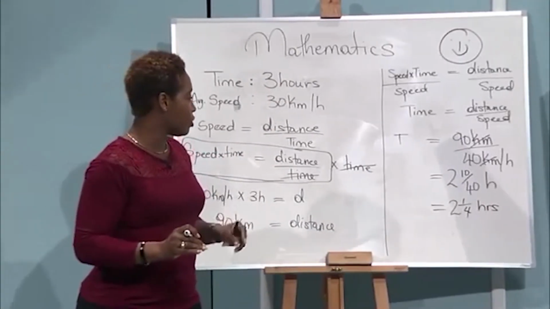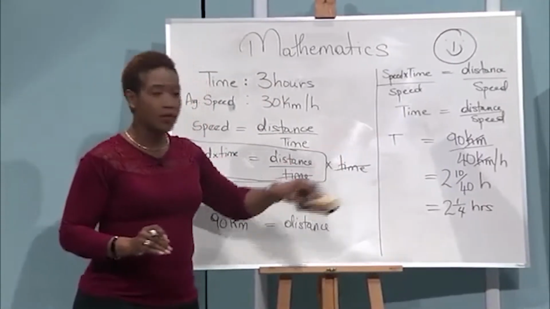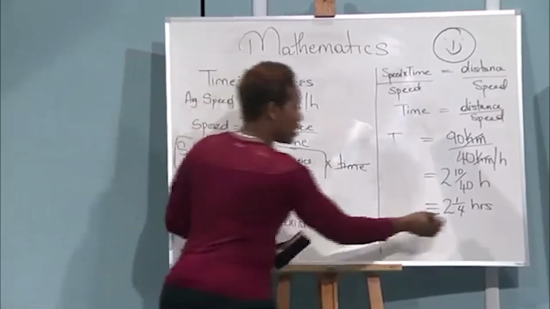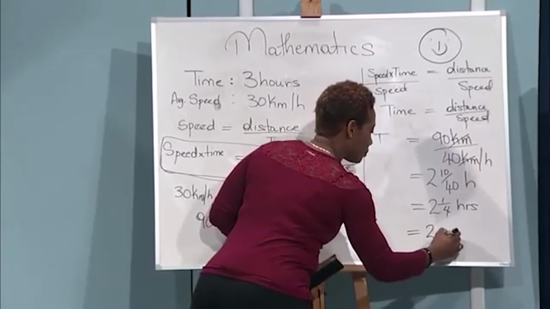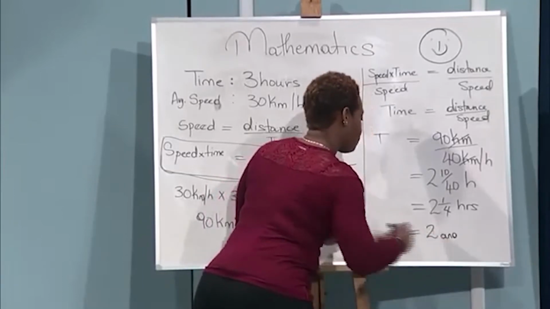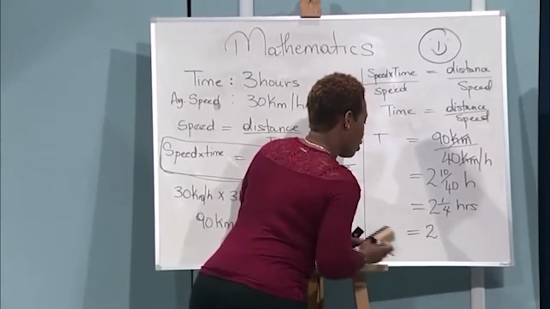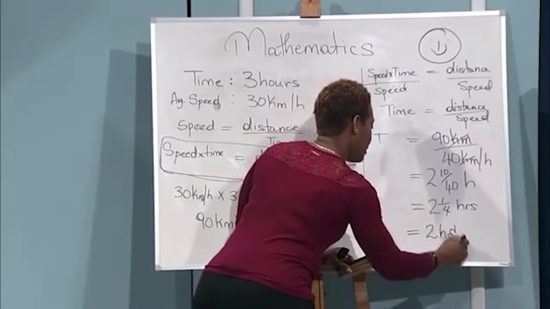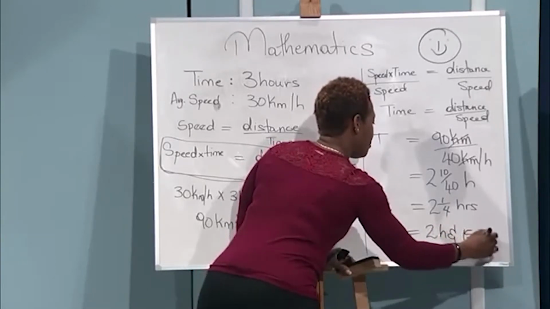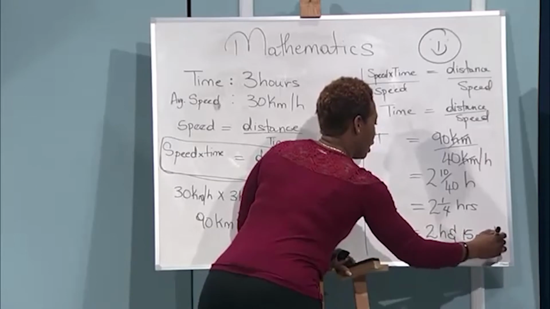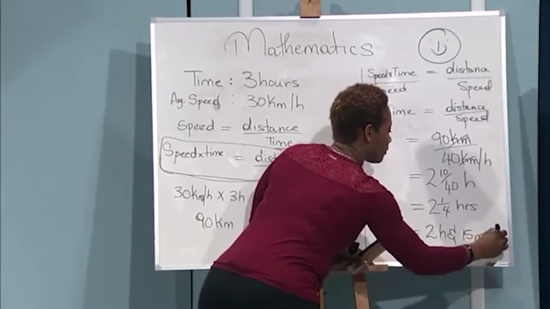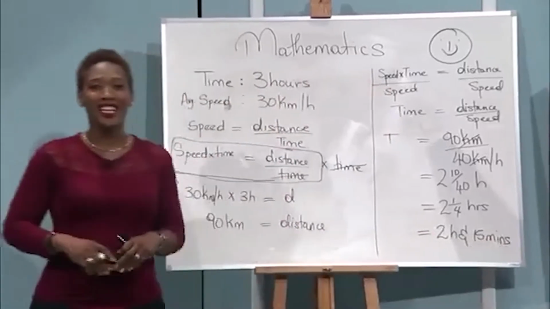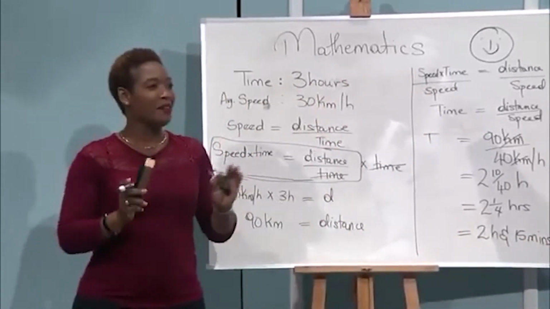Remember what I said to you previously? The quarter hour is 15 minutes. So this can be rewritten as 2 hours and 15 minutes. Let's just abbreviate that. There you go. So it's 2 hours and 15 minutes by time.